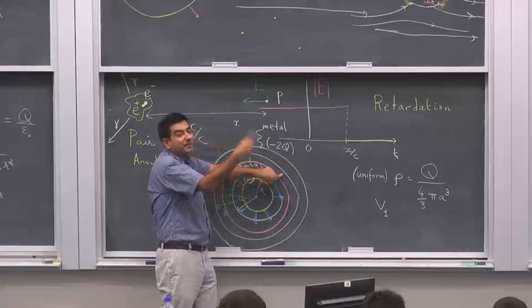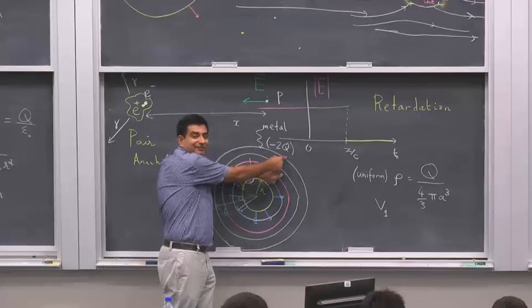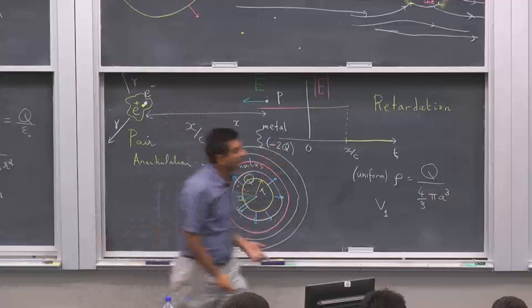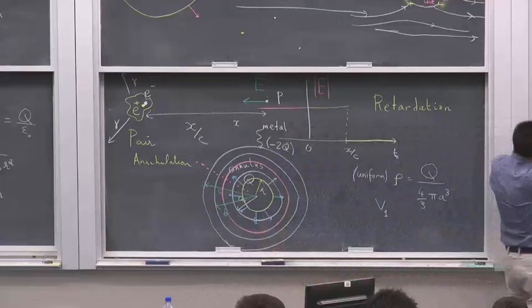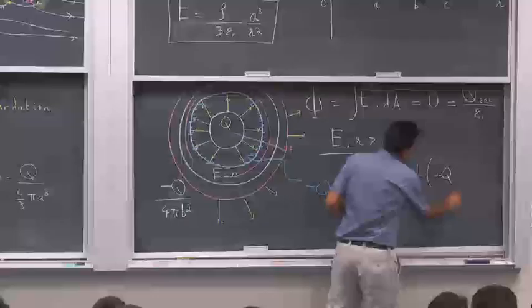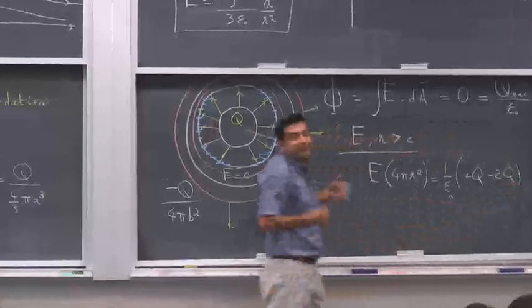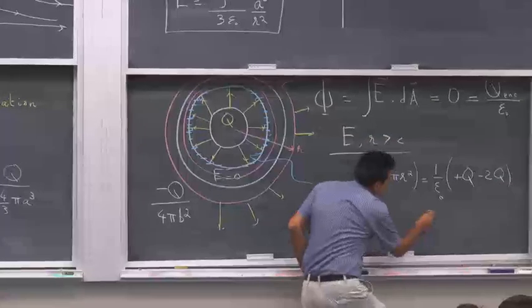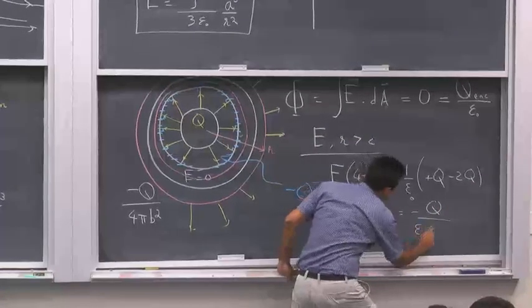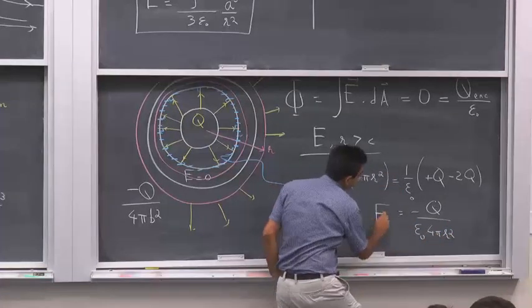Out of this total minus 2q, minus q has appeared on this surface. So you still need another minus q, and that minus q will go on the outer surface to make the total charge on this metallic ring minus 2q. So outside this surface, the total charge enclosed is plus q on the insulator and minus 2q on the conductor. It's minus q. So this becomes minus q over epsilon naught 4 pi r squared. This is the electric field outside the metallic ring.